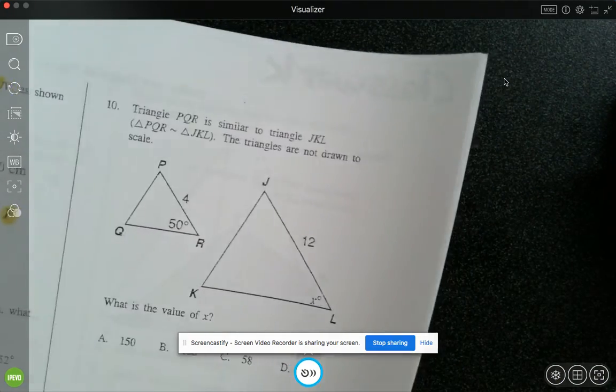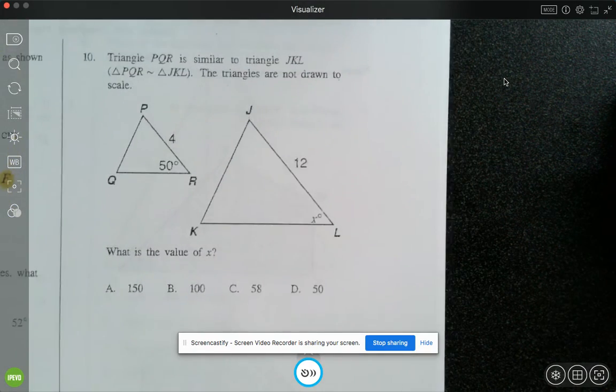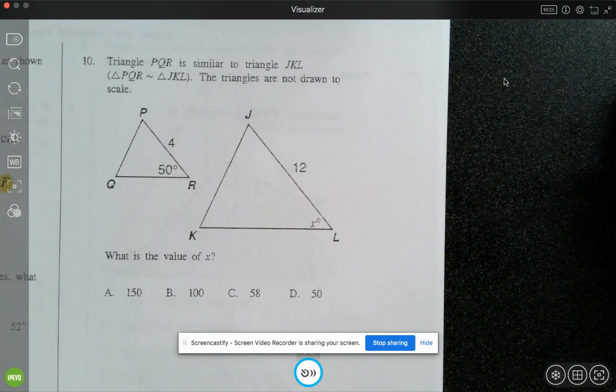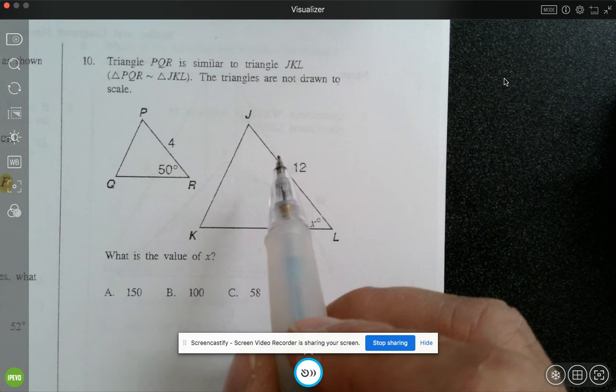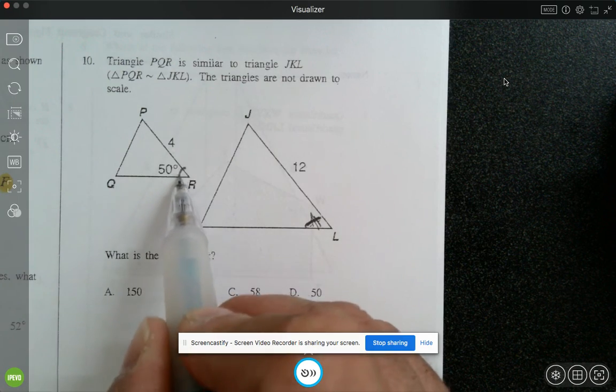Does it go on to the next page? This is our last two questions. Here we go. Number 10. We got this. Similar triangles now. Okay, not drawn to scale. What is the value of angle X, not S? It almost jumps right out at you. So this is your X. Okay, this looks like this is angle R here.